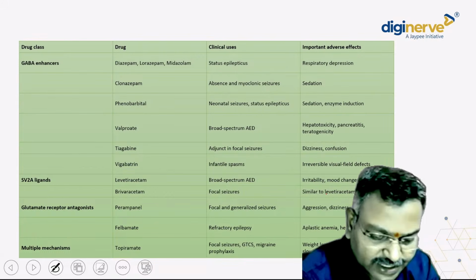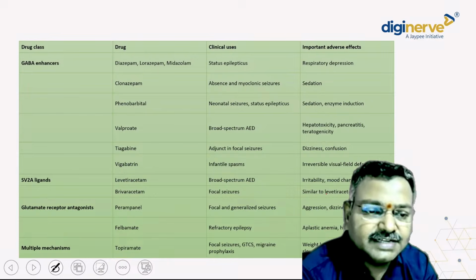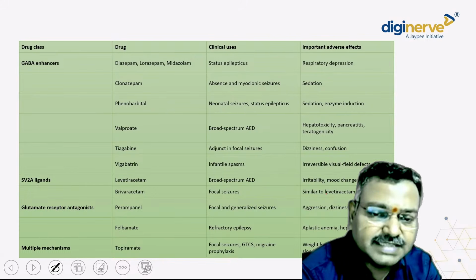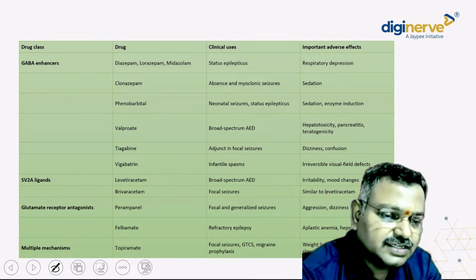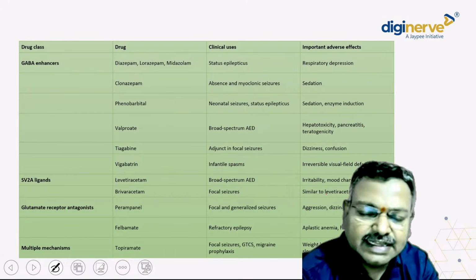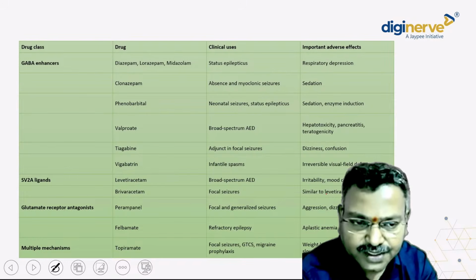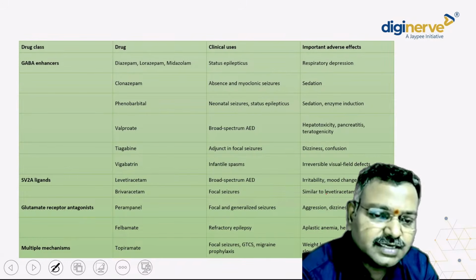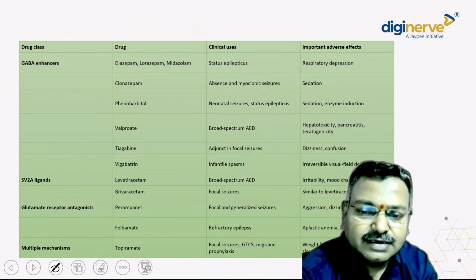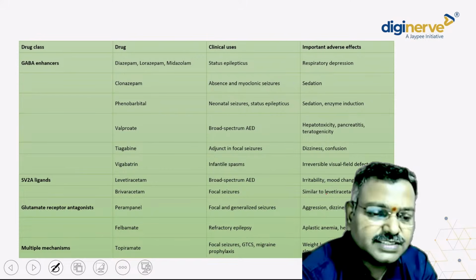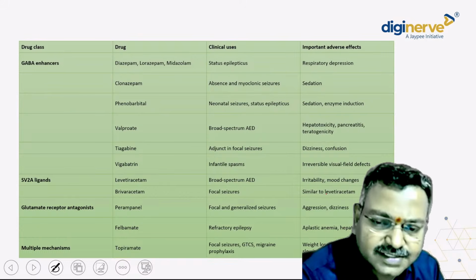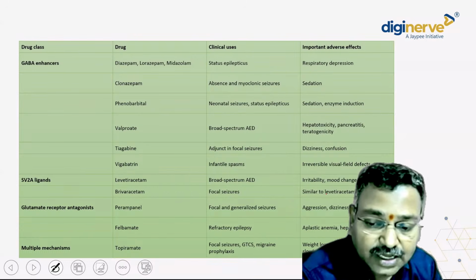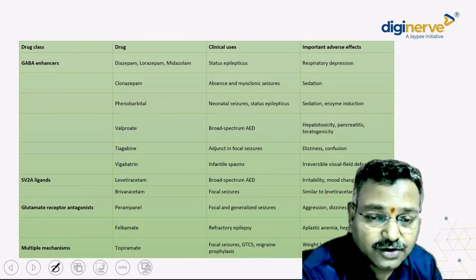Tiagabine, a newer drug, has come for absence seizures. Vigabatrin for infantile spasms. The newer drugs, levetiracetam and brivaracetam, are very broad-spectrum anti-epileptic drugs which act on the SV2A ligands, and irritability and mood changes are the side effects that you have. The newer drugs, the glutamate receptor antagonists, perampanel and felbamate, produce dizziness, hepatotoxicity, etc. Topiramate is one drug which is used for migraine as well as for seizures. Multiple actions. Important side effects are renal stones and weight loss. So topiramate is good for weight loss.